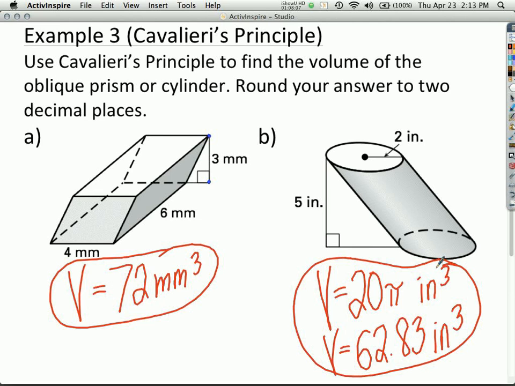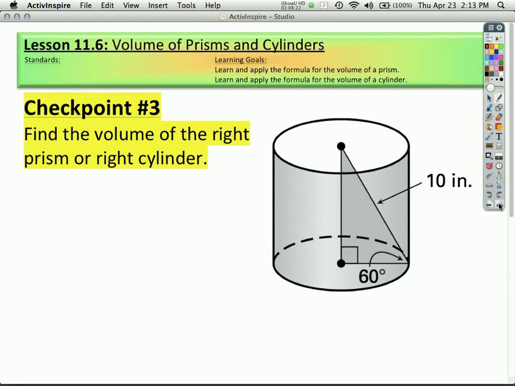Any questions about Cavalieri's principle, oblique, anything? Well, we have one more question to go. You guys have been strong all day, so let's finish strong. It's the last picture that I provided for you. I believe it's on the back?